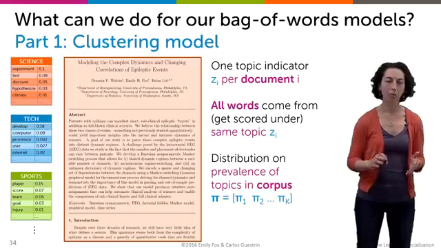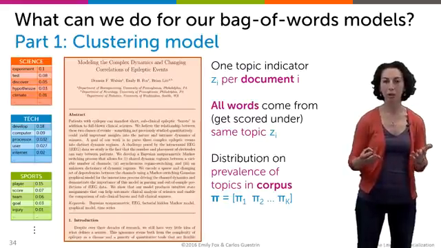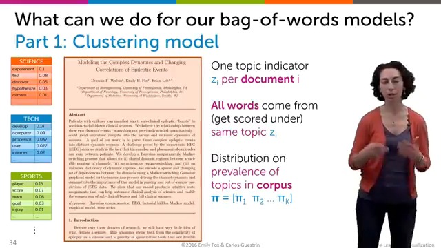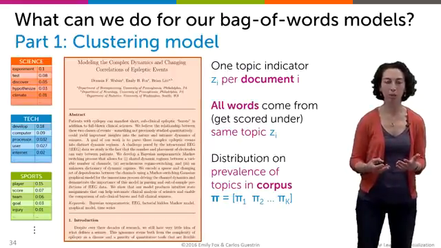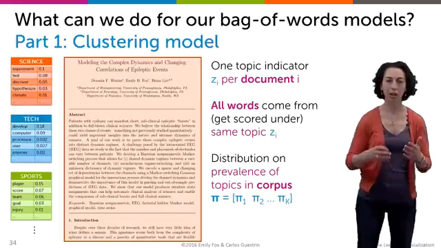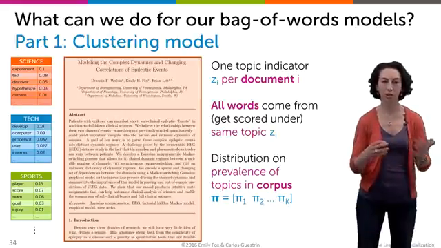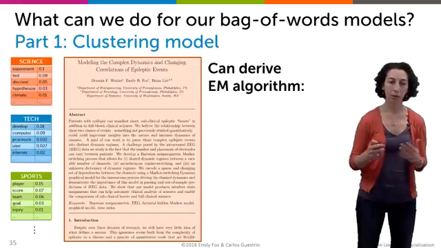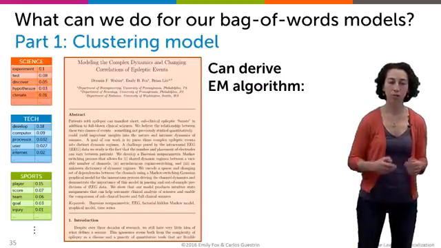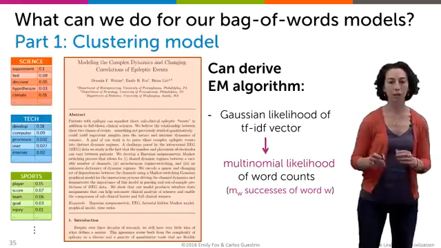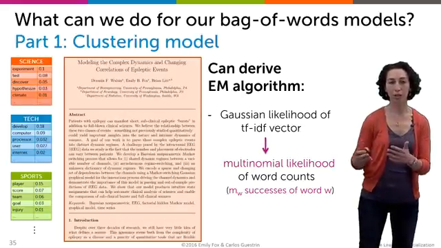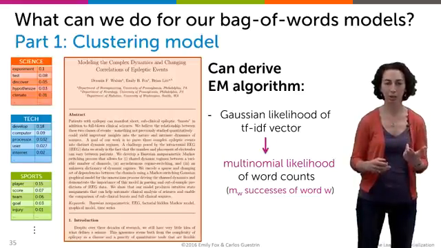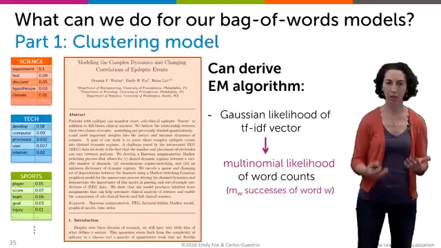Well, before we get to LDA, a natural question is, what can we do for this alternative clustering model we presented, where we used a bag of words representation of our document instead of a TF-IDF vector, and then used this alternative clustering model instead of mixtures of Gaussians? Well, in this case, we can derive an EM algorithm just like we did for mixtures of Gaussians. But here, instead of having a Gaussian likelihood of the TF-IDF vector, we have what's called a multinomial likelihood of our observed word counts in the document.